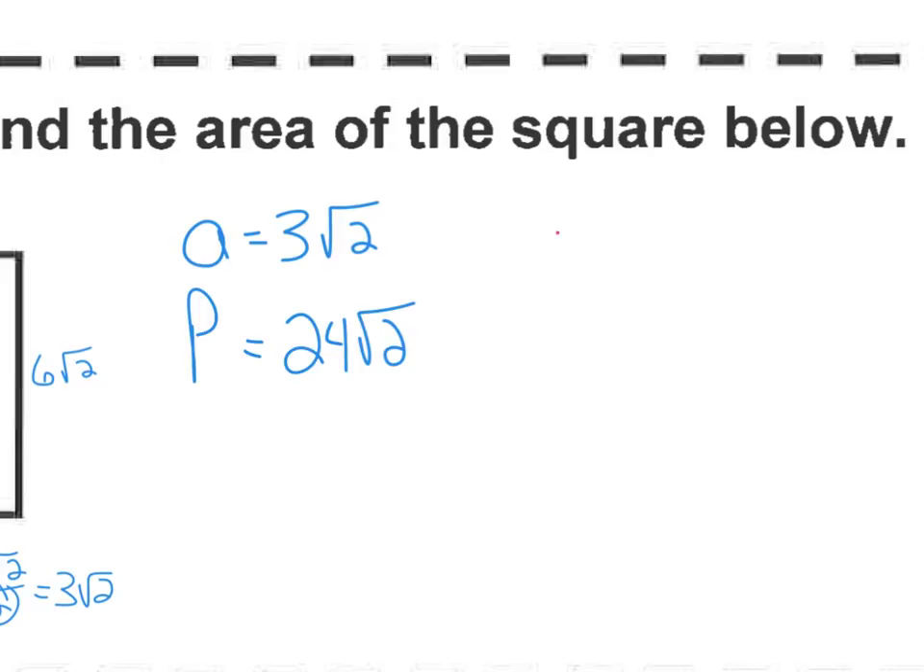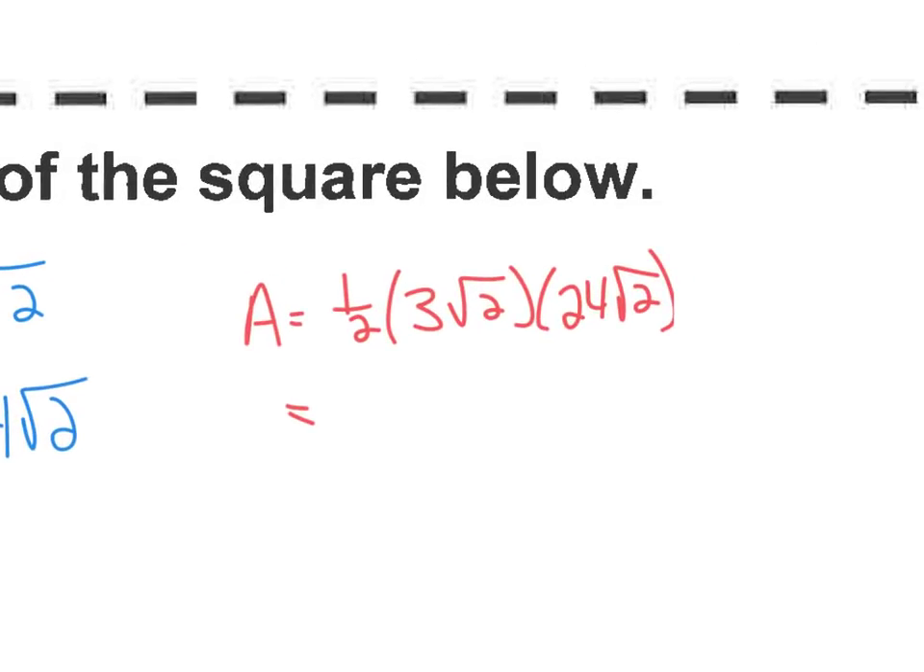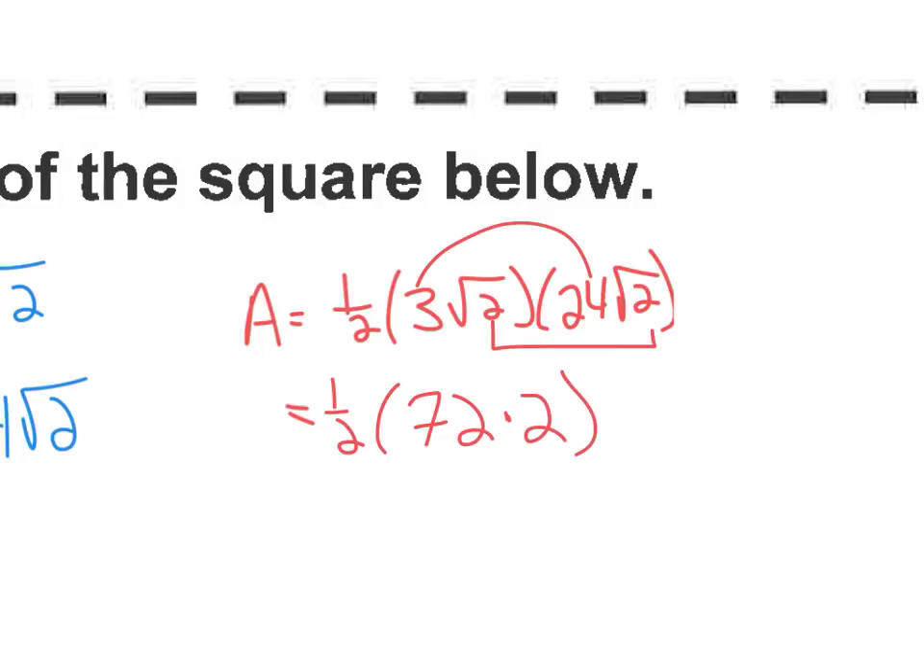So I have area equals 1/2 of 3 square roots of 2 times 24 square roots of 2. I'm going to go ahead and leave the half out here in front for a minute. I'm going to do 3 times 24. That gives me 72. But now I have the square root of 2 times the square root of 2, which is 2, okay? Now, 1/2 times 2 cancels each other out, which gives me my area of 72, and that was centimeters squared.